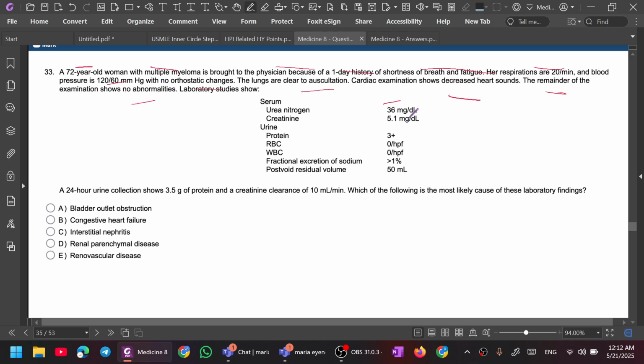The serum BUN is 36, creatinine is 5.1, creatinine high, BUN high, protein 3 plus, RBCs nil, FeNa more than 1%, and post-void residual 50. A 24-hour urine collection is 3.5 gram of protein. Creatinine clearance is 10. Which of the following is the most likely cause?